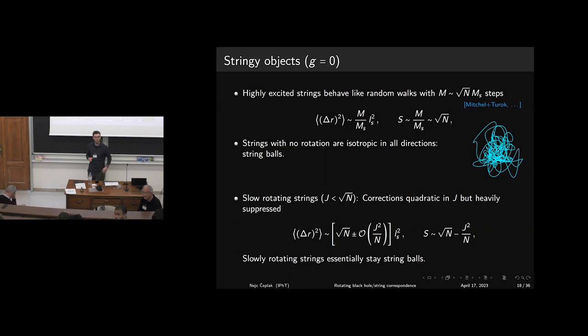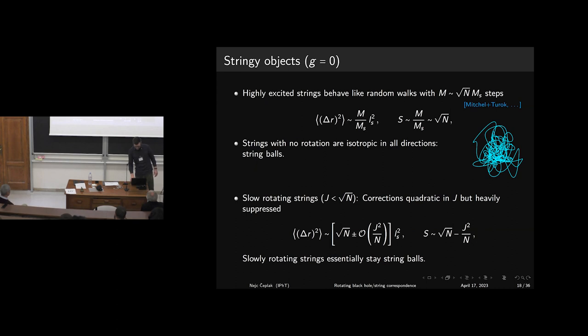One more comment: for J equal to N, they cancel. The first regular trajectory states are like point-like states in this description, roughly speaking, like a point-like object.